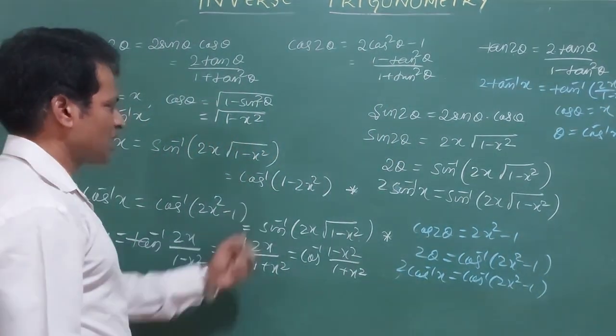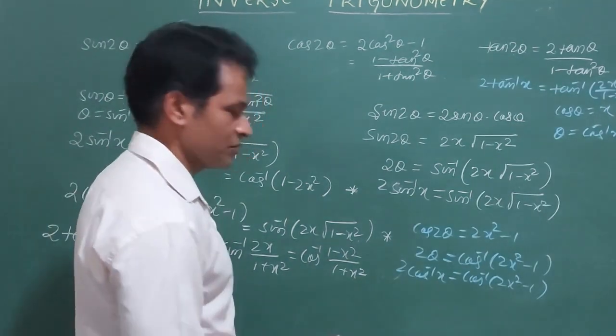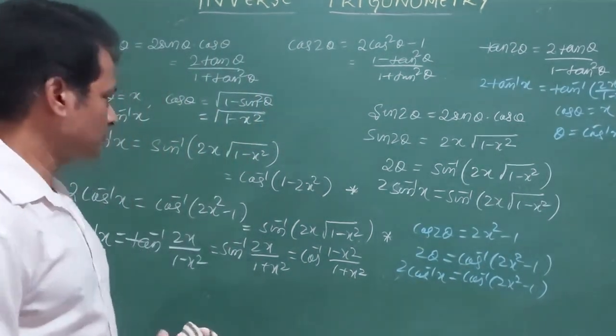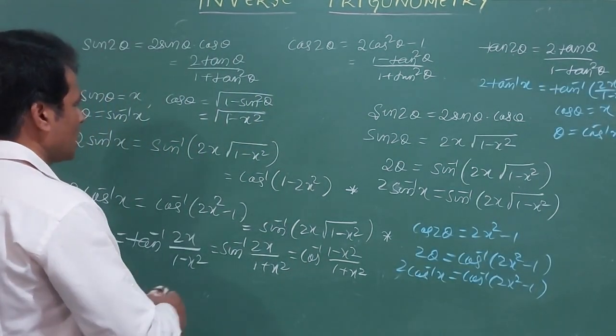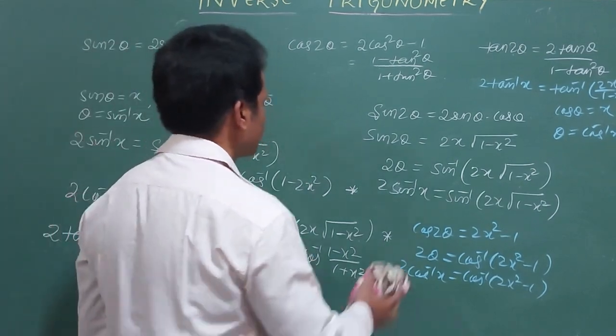I'll come back to the star mark ones, okay? Only one I'll tell you, rest you have to do. Everything cannot be taught to you. Something you have to plan. I'll go with this one. You have to do this one. I'll give you the hints how to do it.